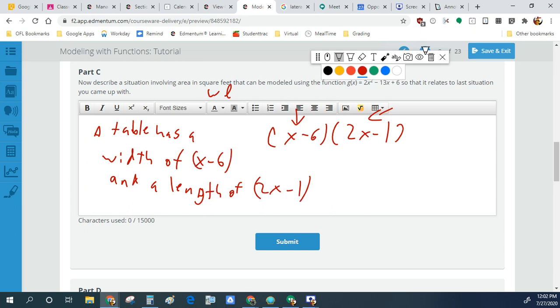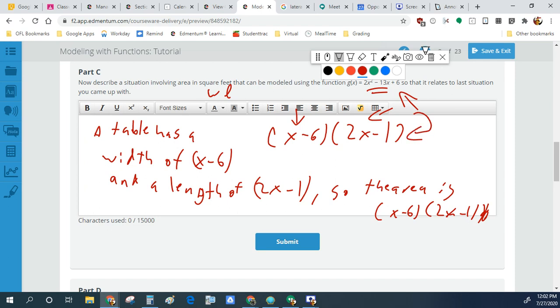So that's going to give you an area, or you can even write down, so the area is x minus 6 times 2x minus 1. So what happens here is you're basically just figuring out how to make this length times width by factoring. So that's what you did here. And then you're kind of making up a story. So that's why it says describe a situation involving area in square feet. Does that make sense?